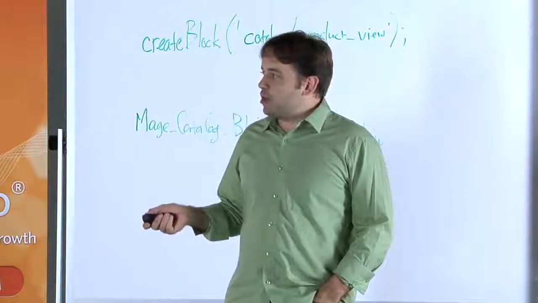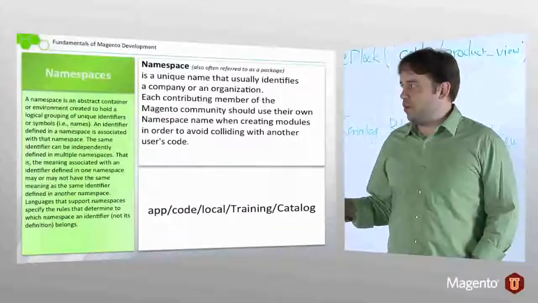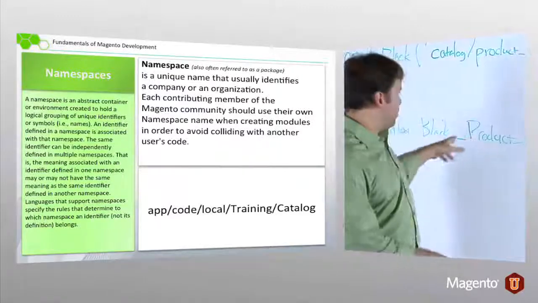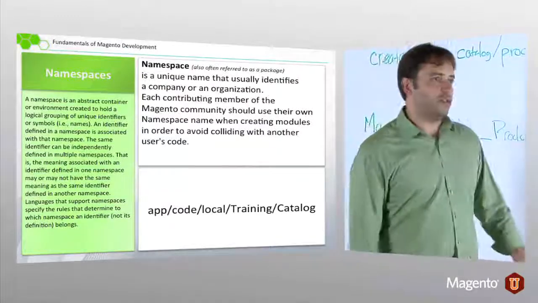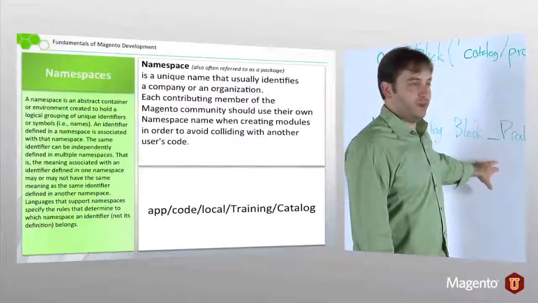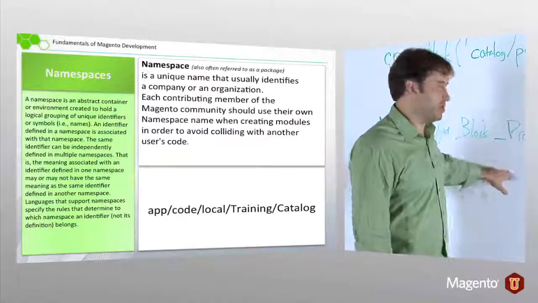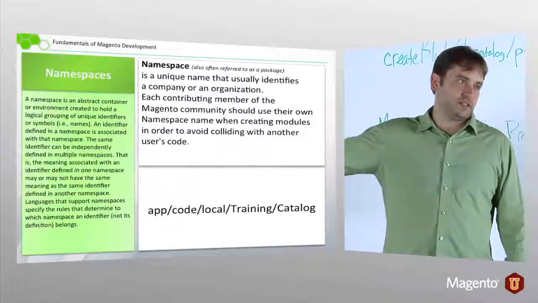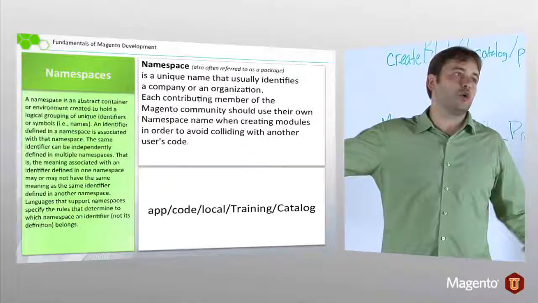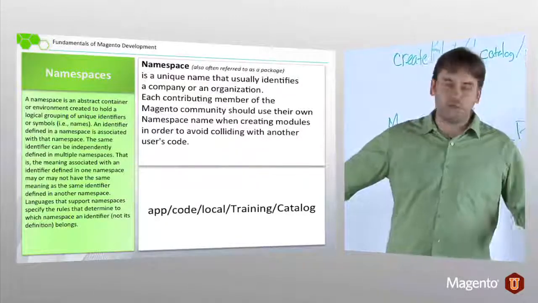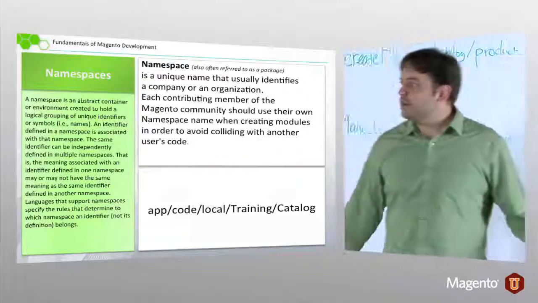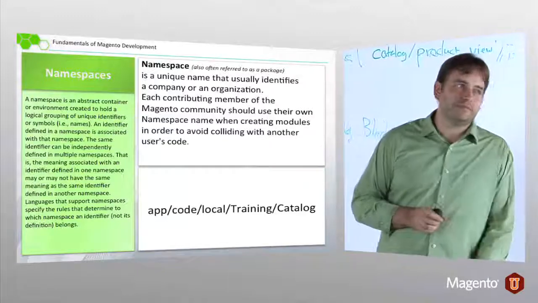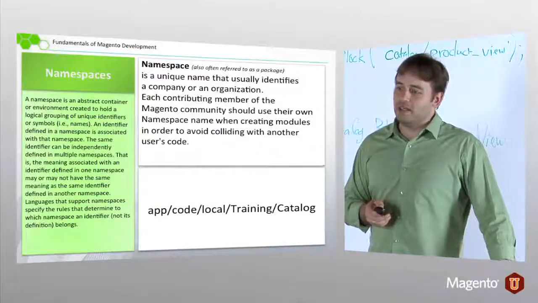So if we were to use the Mage namespace, Mage catalog, and specify app code local, Mage catalog, block product view, well then the Magento core file wouldn't actually ever be evaluated, because the definition would be found through the autoloader in the local code pool first. And that is not good. You have to have a really, really good reason to do that.